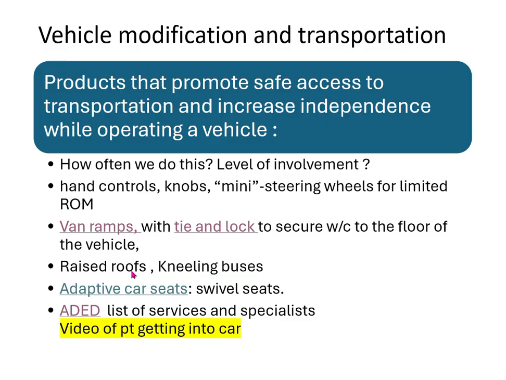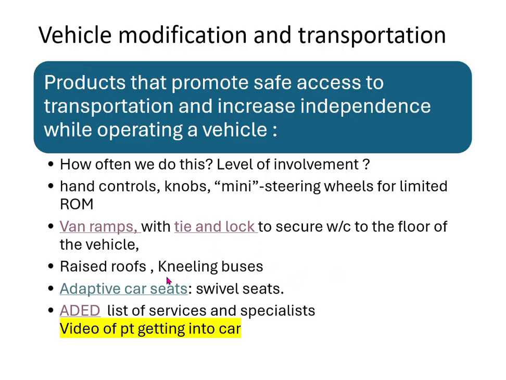Now, raised roofs are another option for vans. Clients usually sit higher than a passenger in the van because they're sitting in a wheelchair, which is a few inches higher. So if they're tall, then they need extra head space.